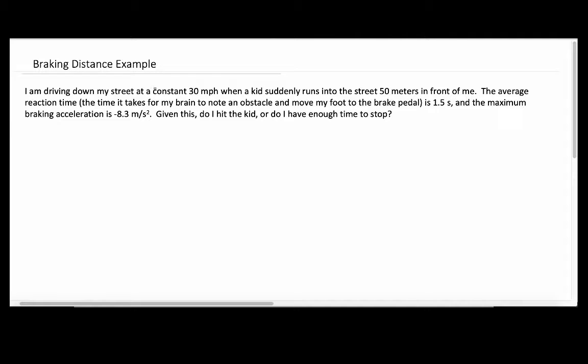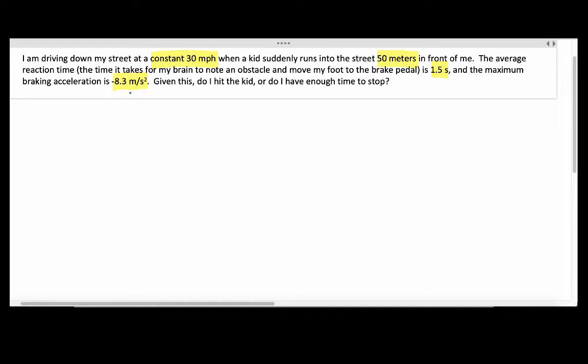So when we start to look at this problem, we notice a couple of things. First off, I'm going a constant 30 miles per hour and he is 50 meters in front of me. So I have miles and I have meters, so I'm going to have to convert something. I also have negative 8.3 meters per second squared for my acceleration. So I'm going to want to convert from miles per hour to meters per second. Let's go ahead and do that conversion, and then we'll talk about what we have to do to solve the rest of the problem.